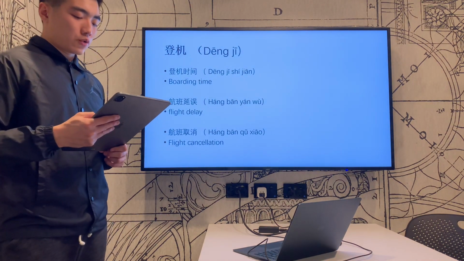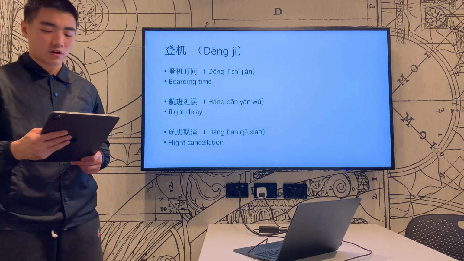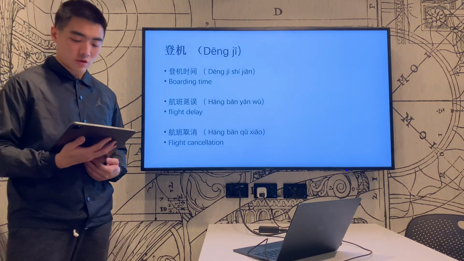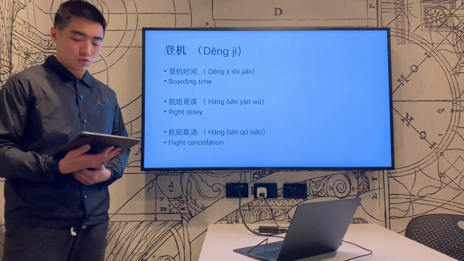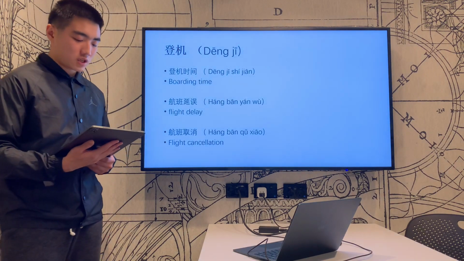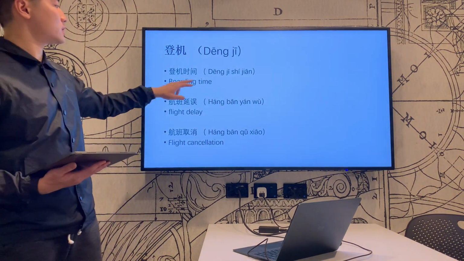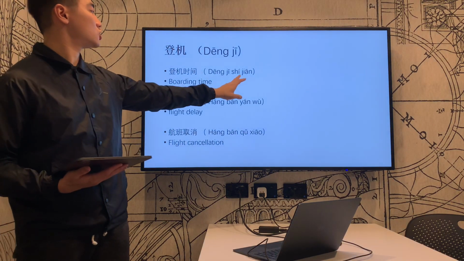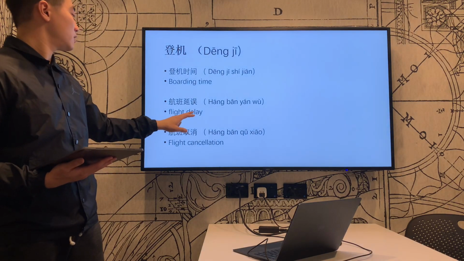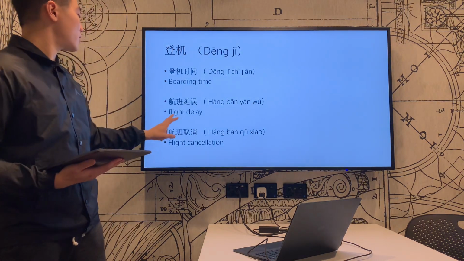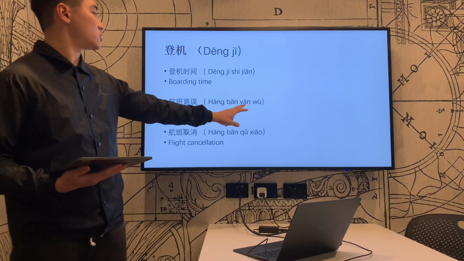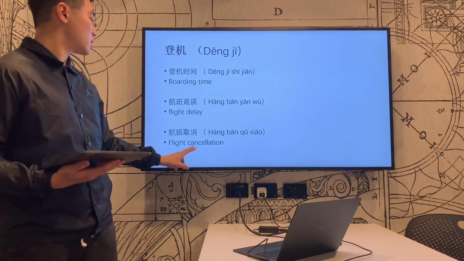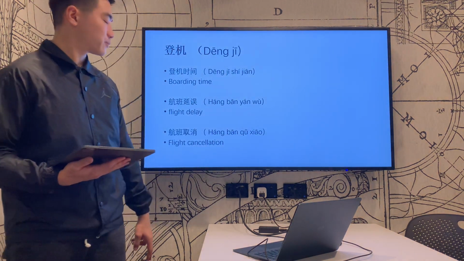So we all know that in our real life, there are many potential problems may affect our success boarding. The most common one are the flight delays or even the flight cancellation due to the bad weather condition. Therefore, these words are related to boarding time. 登机时间. Boarding means 登机, time means 时间. Flight delay, 航班延误. Flight means 航班, delay means 延误. Flight cancellation. Flight means 航班, cancellation is 取消.